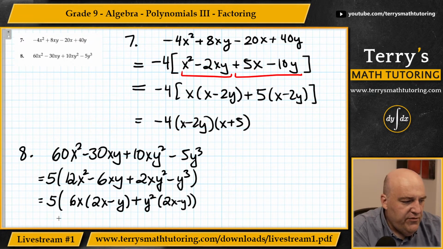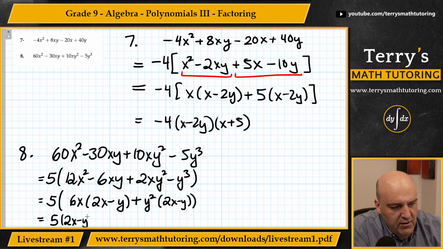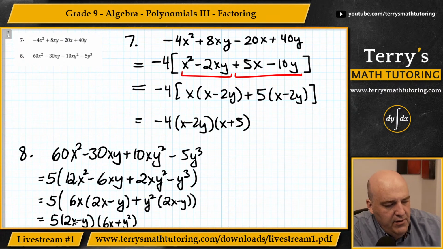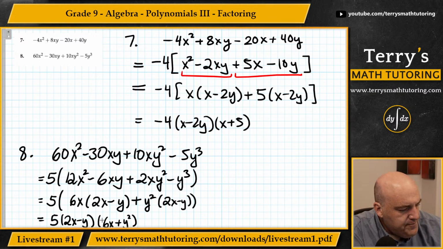That means I can factor that to the front. And then this set of outer brackets, I'm going to drop them now. The 2x minus y comes there as a common factor being pulled to the front. And then this 6x plus y squared is what's left over. And there's our fully factored answer.